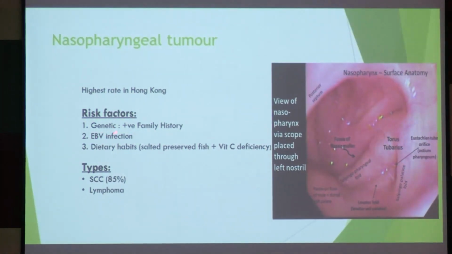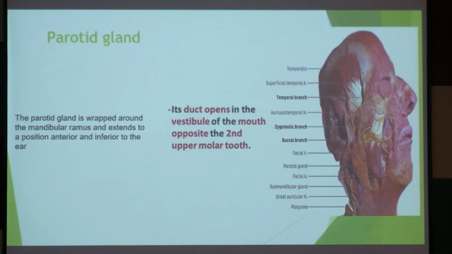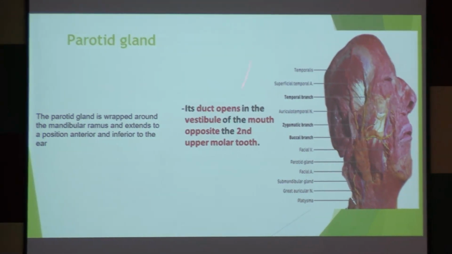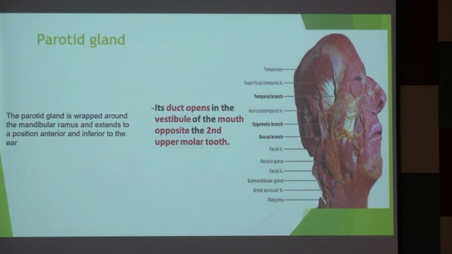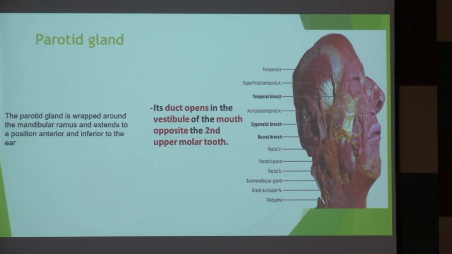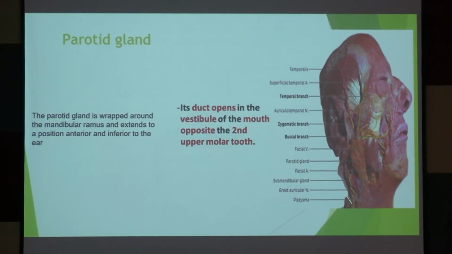So, nasopharyngeal tumor, I have already told you, Epstein-Barr virus is one of the important pathological factors. Okay, parotid gland, one of the major salivary glands. Okay, so why is the parotid gland always interesting? Why? Salivary gland, but why is it so interesting? Two things are there, that's why parotid surgery is one of the most difficult surgeries.